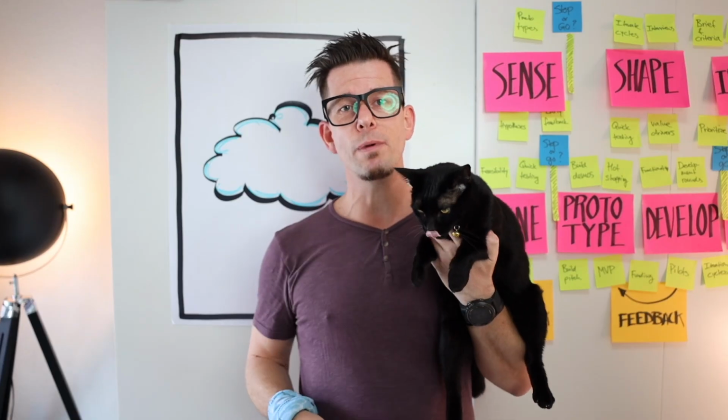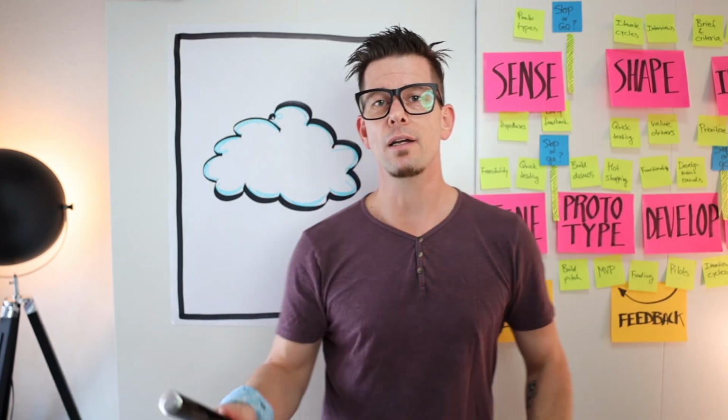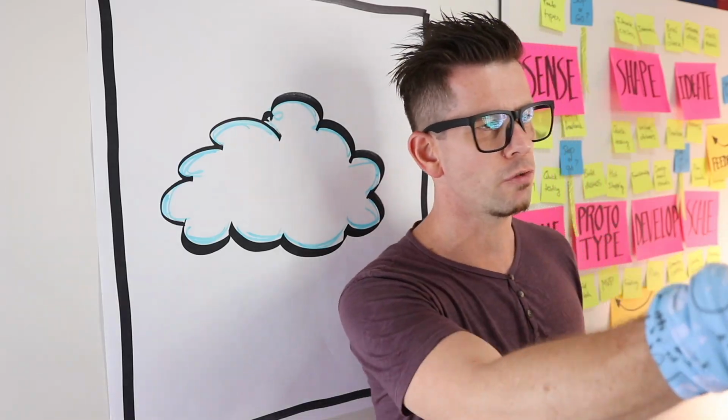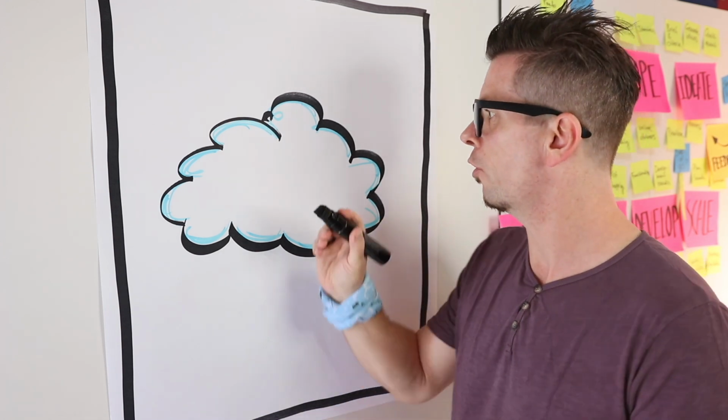Okay, we are going to be working on ice cream for cats. So what we're going to do is take a marker and a big piece of paper. You can do this on a screen, it doesn't really matter. Basically, in the middle of the piece of paper, we're going to write down the brief.